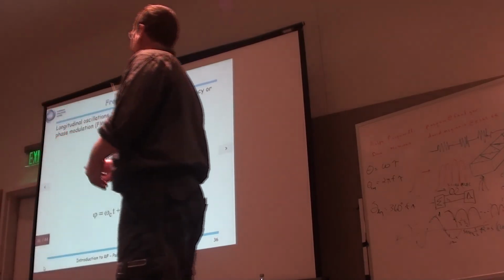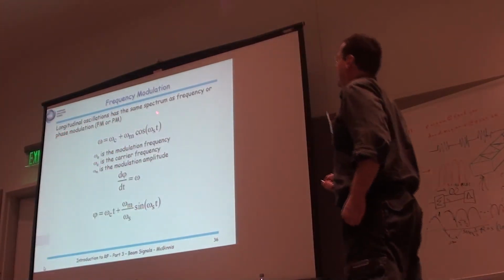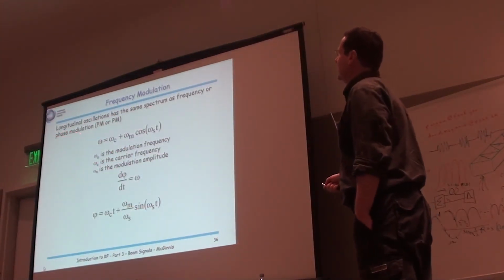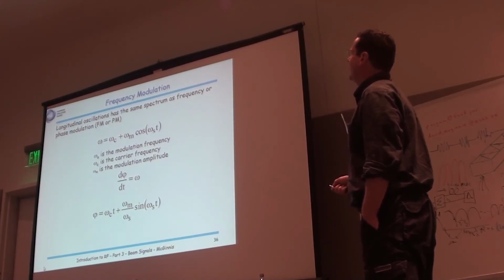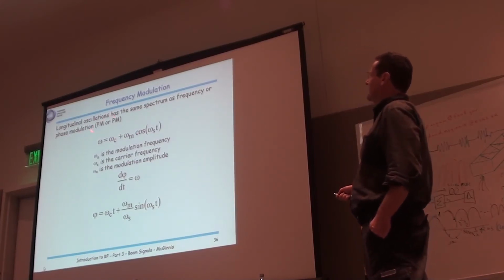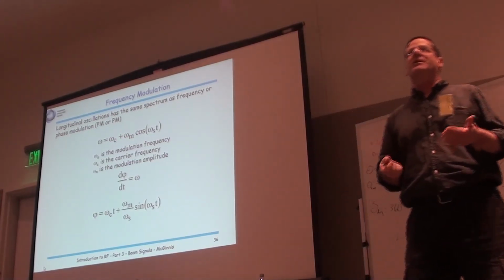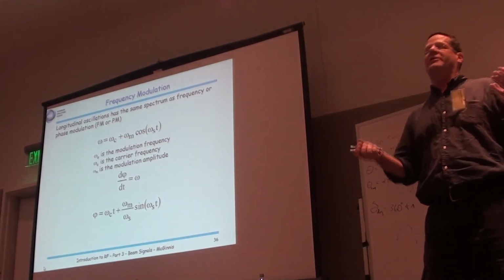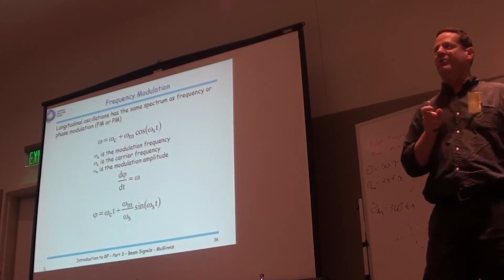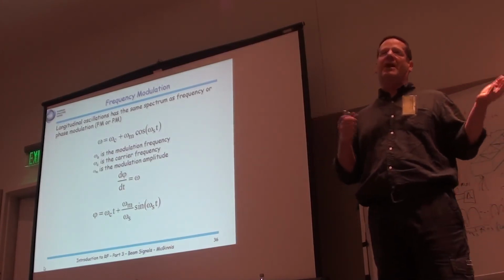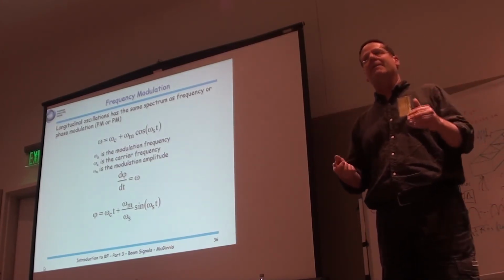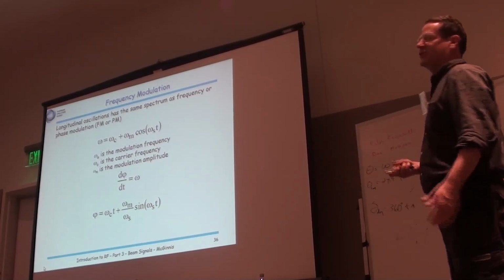Okay, so FM modulation. Longitudinal oscillation has the same frequency spectrum as FM or PM. And I like to think of longitudinal oscillation as really PM, not FM. There's just a 1 over omega issue. So for you guys, the difference between FM and PM is pretty much the same. It just depends on how you generate it.